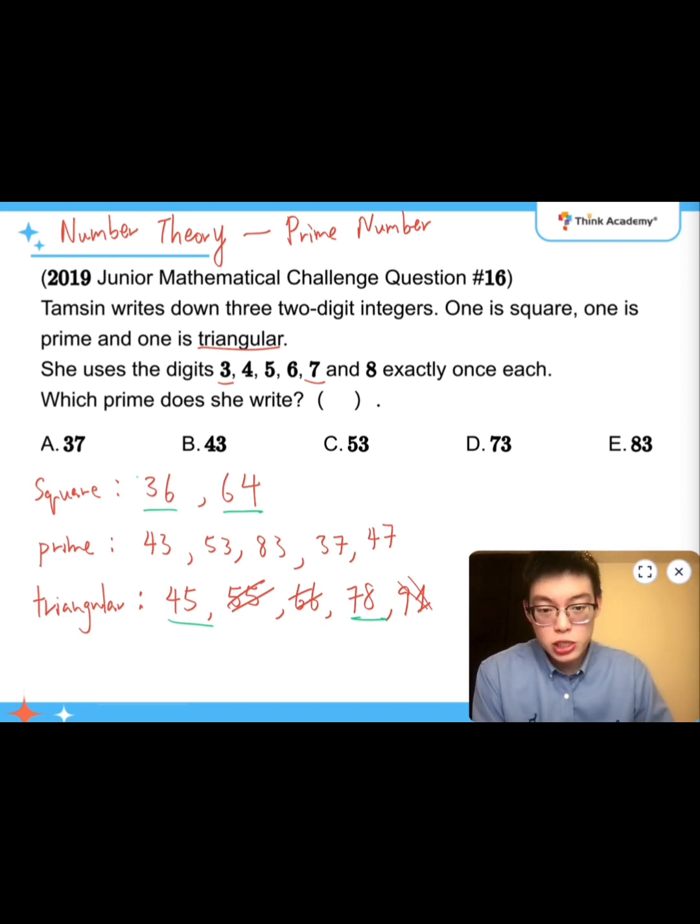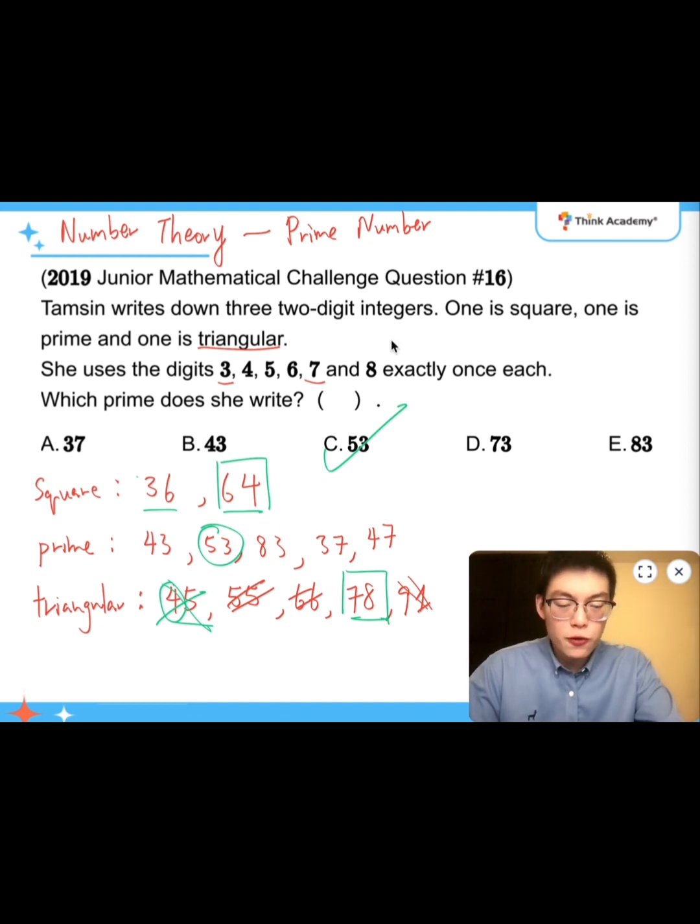So now we know that the square number is 64. And it means that the triangular number can't be 45, it must be 78, because 4 is also appearing in 45, right? So the two remaining numbers are 3 and 5, which means that the prime number is going to be 53, okay? So that's how we can solve question 16. It requires a little bit of knowledge of these terminologies, and it also requires a little bit of logic to solve this problem.